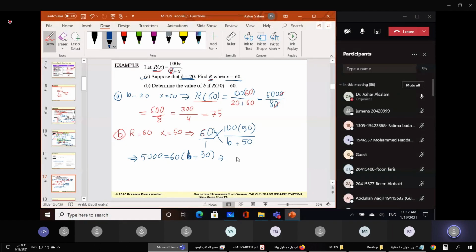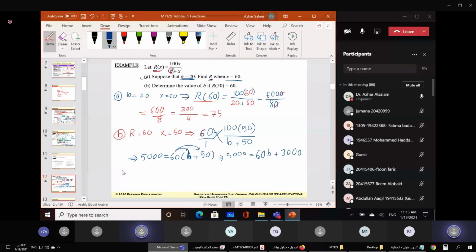Okay, so to complete, I distribute 60 inside the brackets like that. So here 5,000 equals 60B, right, plus how much? 3,000. I have already 2 zeros, right? 5 multiplied by 6 is 30, and already I have 2 zeros. Right or not? Yeah, right. Now minus 3,000.